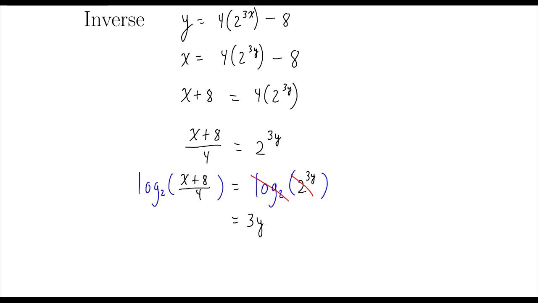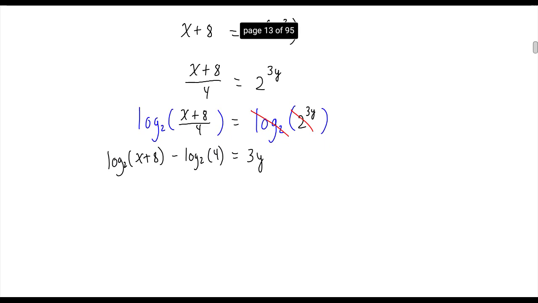The left side, recognize this is division, so properties of logarithms say that I can rewrite that as subtraction. So log base 2 of x plus 8, the top, minus log base 2 of the denominator, which is 4. Okay, so now I need to divide both sides by 3, but before I do that, I can simplify this even further. Okay, and there's a couple ways I can think about that.